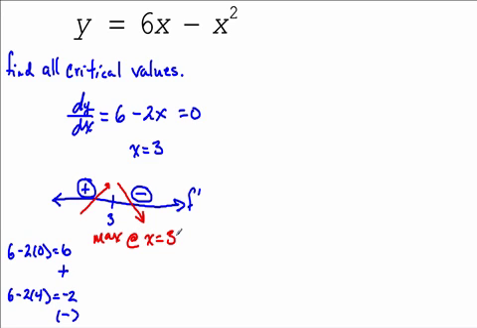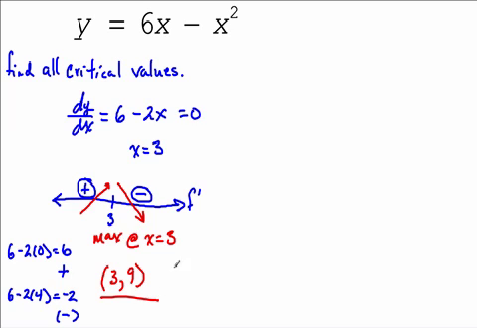You have a maximum at x equals 3, and to calculate the maximum value, you take the 3 and plug it into the original function. The coordinate of that maximum would be (3, 9), because that would be 18 minus 9, which gives me 9, and this is our maximum value.